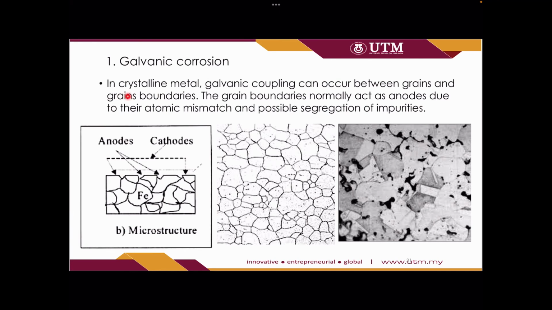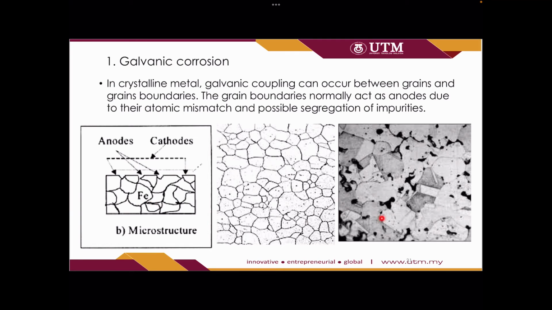In crystalline metal, galvanic coupling can also occur between grains and grain boundaries. The grain boundaries normally act as anode due to their atomic mismatch and possible segregation of impurities. So it's like two different concentrations of atoms. For example, in the grain, atoms are ordered, but at the grain boundary there are fewer atoms. So the density is less, and it will give the effect of galvanic corrosion.